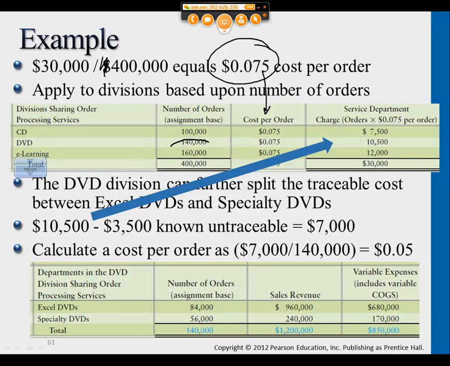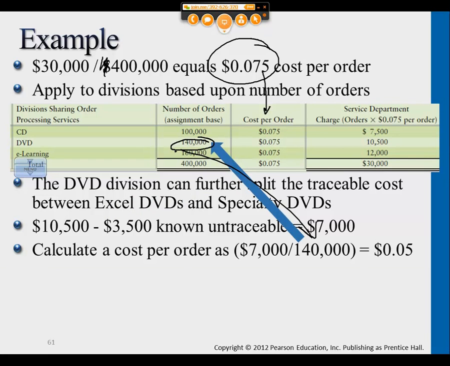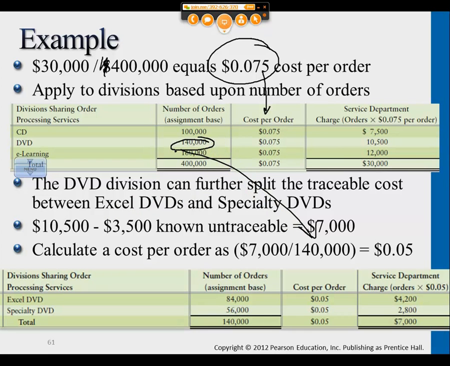So my DVDs, the total is 140. So this 140 is what I'm using right here. All right? So I took that 7,000 and divided by the total number of DVD orders. And that gives me a number of 0.05. Okay, so 5 cents per order. Great.